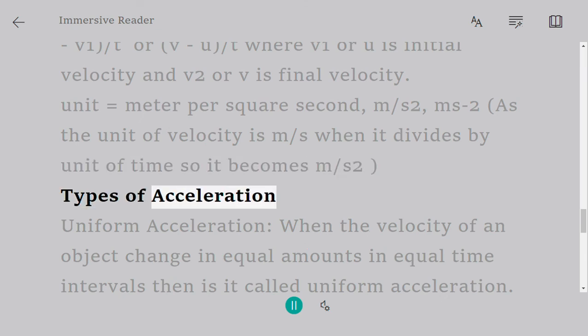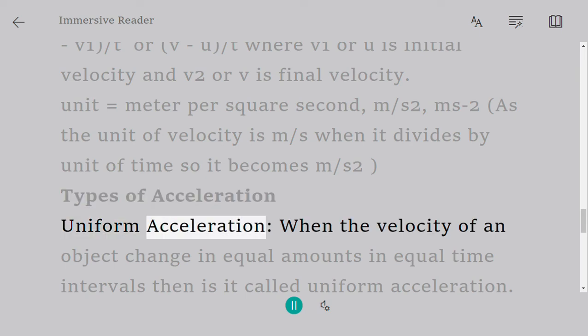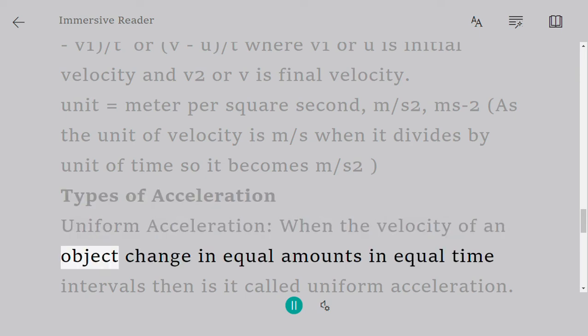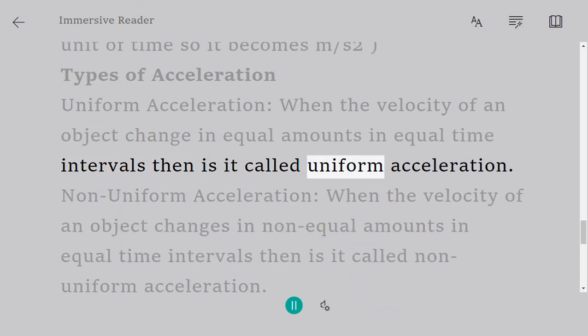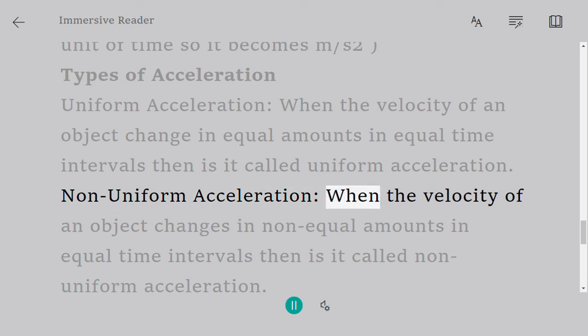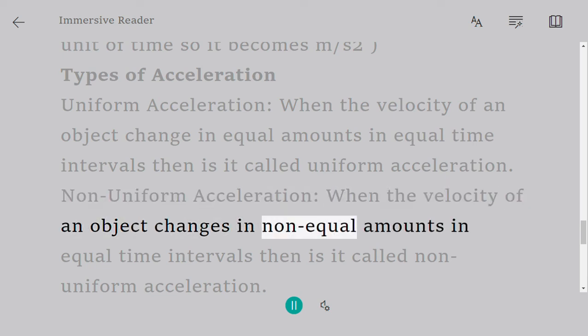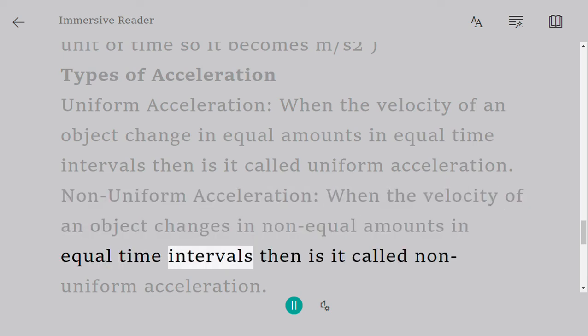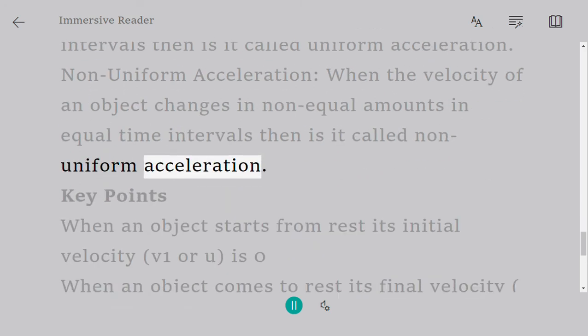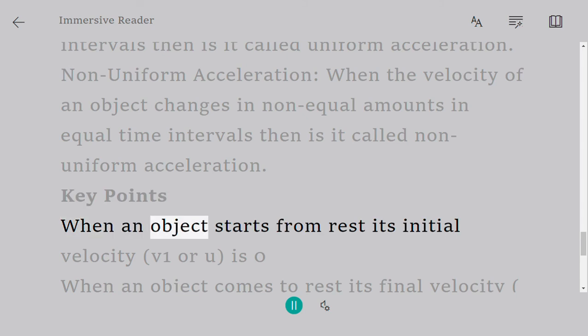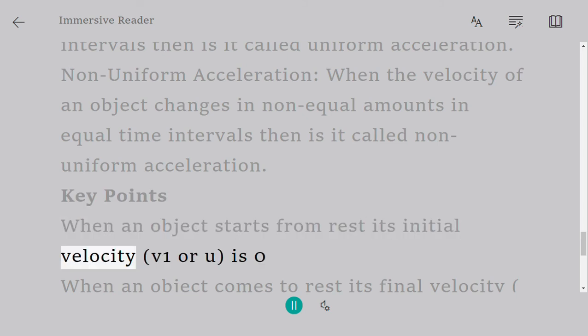Types of acceleration. Uniform acceleration. When the velocity of an object changes in equal amounts in equal time intervals then it is called uniform acceleration. Non-uniform acceleration. When the velocity of an object changes in non-equal amounts in equal time intervals then it is called non-uniform acceleration.